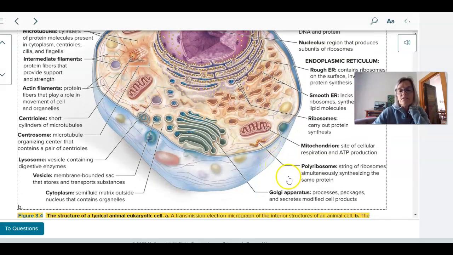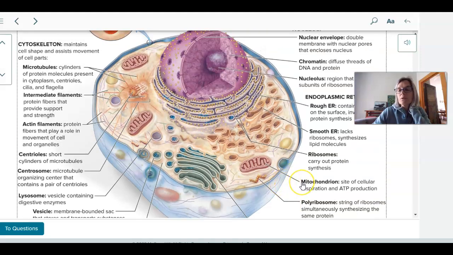And then the final structure I want you to be familiar with as far as a cell structure is the mitochondria. I think a lot of people have heard of those. You always hear them called the powerhouse of the cell. That's because mitochondria take our food, usually in the form of glucose, and produce energy. The energy it's converted into is a molecule called ATP. So ATP is an energy-carrying molecule. The mitochondria takes food and generates ATP.